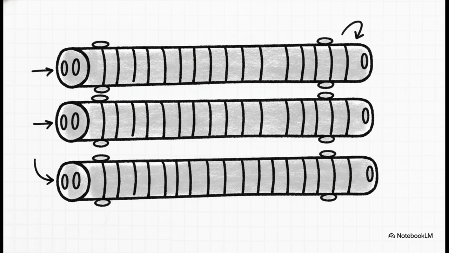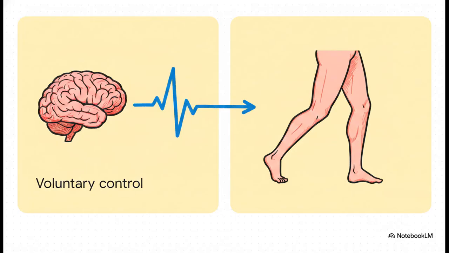But the most obvious visual feature? The stripes. Skeletal muscle has these highly distinct alternating dark A bands and light I bands. These striations happen because the contractile proteins inside, actin and myosin, are stacked so tightly together to generate the absolute maximum pulling force.